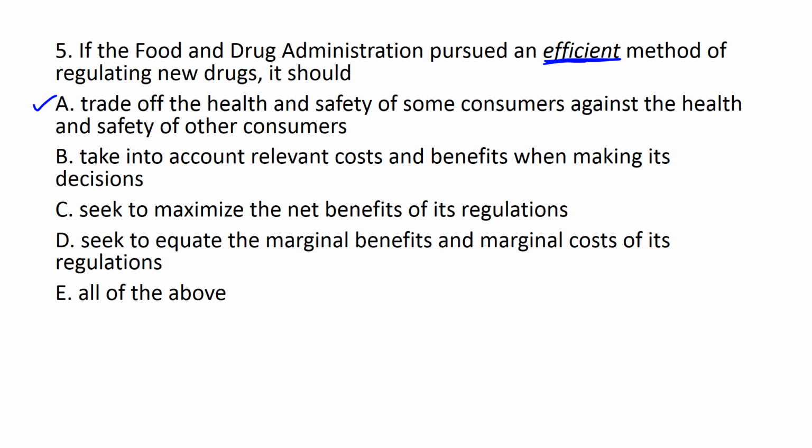B, take into account the relevant costs and benefits when making their decisions. That is also true. If they're going to make an efficient decision, they need to look at all possible costs and benefits. C, seek to maximize net benefits. Again, they're going to be efficient. They've got to be maximizing net benefits. D, seek to equate the marginal benefit and the marginal cost. That's how you maximize net benefits. So D is true as well. So E is going to be our correct answer.